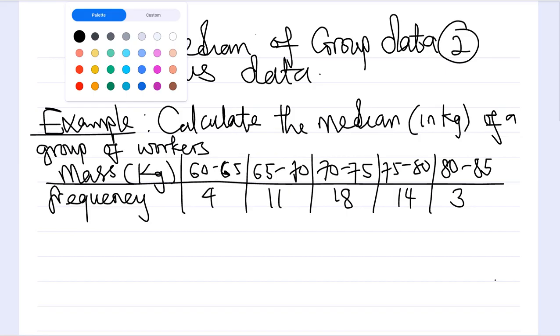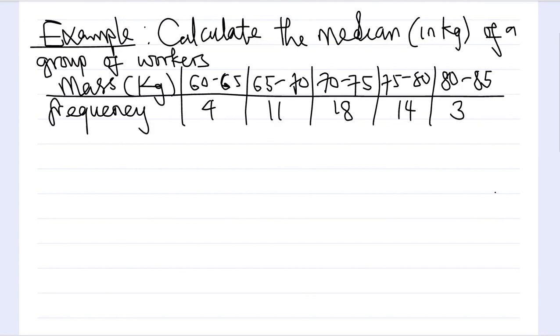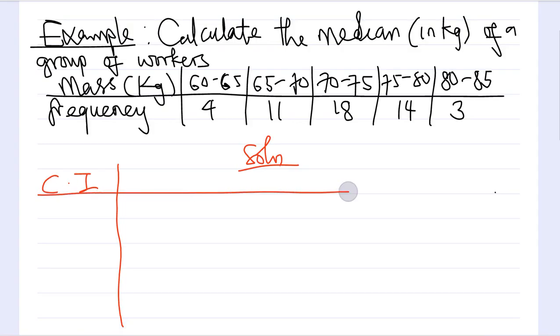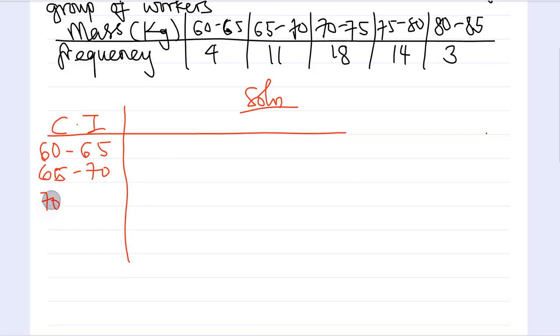To calculate the median here is actually very much simpler than the first one we did. So now here the solution. You have your class interval. So we have 60 to 65, 65 to 70, and then we have 70 to 75, 75 to 80, then 80 to 85.